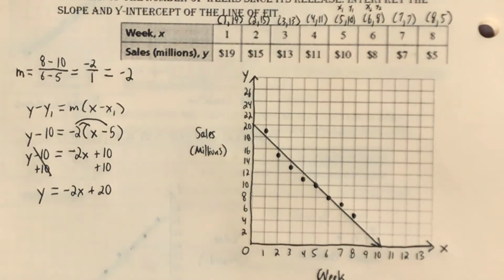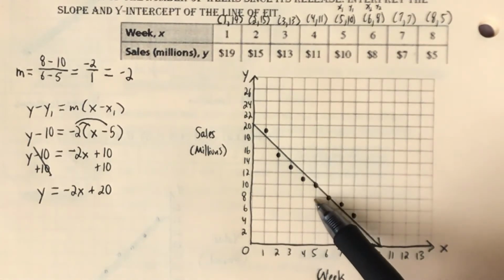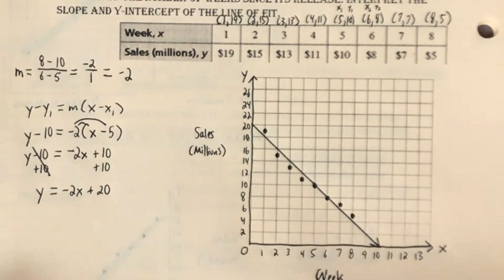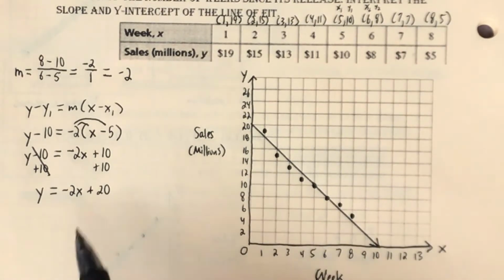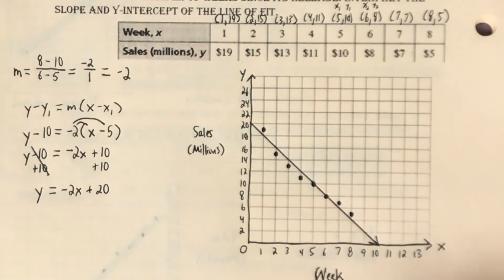Now, if I just wanted to make sure that makes sense, the slope was negative 2. We figured that out, right? If I started at a point on the line and moved towards the right, I'm going to go down 2 spots and then right 1, so negative 2 would be correct. Also, this represents the y-intercept. If I go look at my line, look at that, it hit the y-axis right at 20. So the equation of that line of fit is correct.